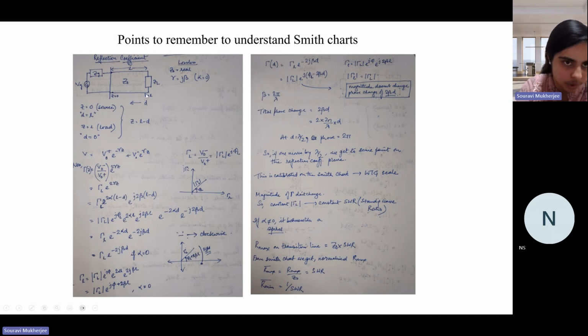As you move from the load towards the generator or the source, you acquire a phase, and this phase is given as e to the power minus 2jβd. So this minus sign is there, right? If the initial phase was some φL, the phase term will decrease by this amount. So that means when you move from the load towards the generator, there is a clockwise movement on the Smith chart, right?